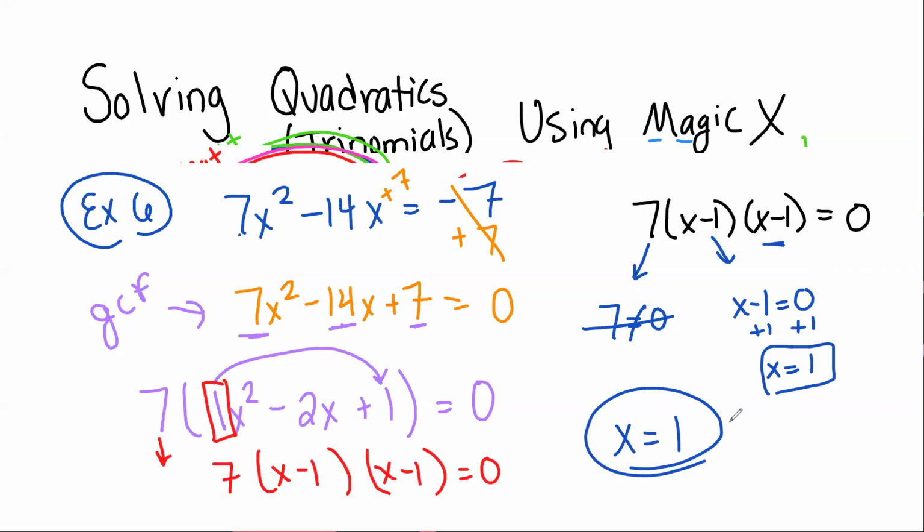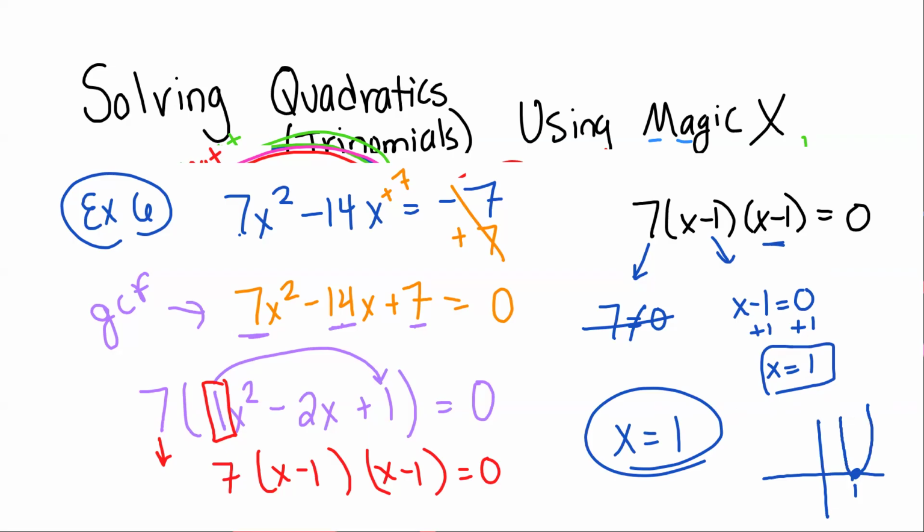So it's kind of weird to get just one answer, but it does happen. So usually you get two answers. This time we got one. And what that means, if you saw the graph of it, the quadratic, the parabola, would be touching just at one spot, kind of sitting right there at 1. So that's kind of a unique case, but it does happen from time to time.